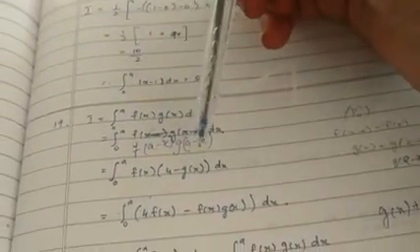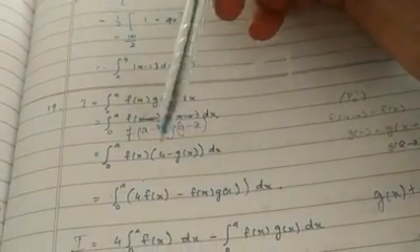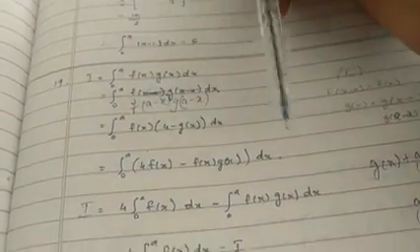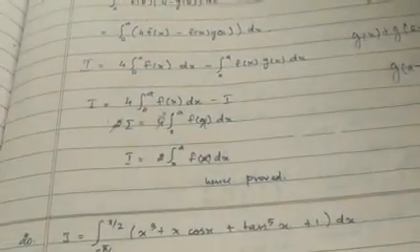I will repeat. First you are applying the property. After getting this result from the given thing, you are writing this. After that split the integral, substitute I, simplify and write.